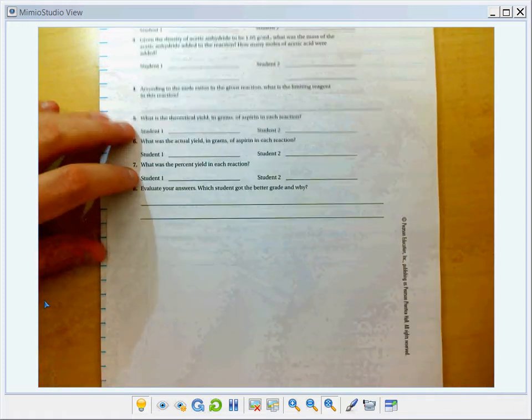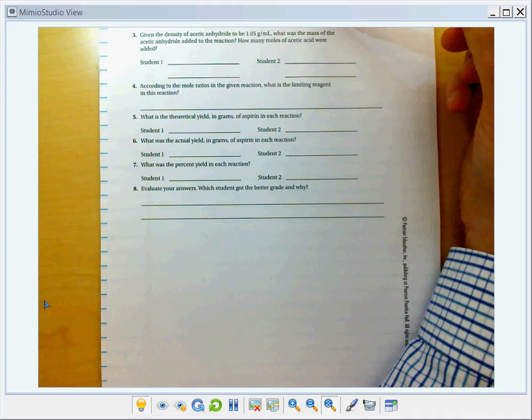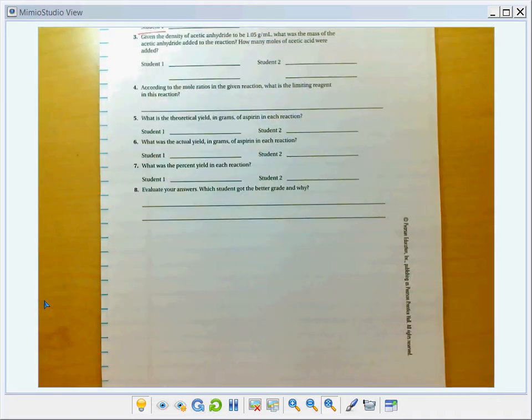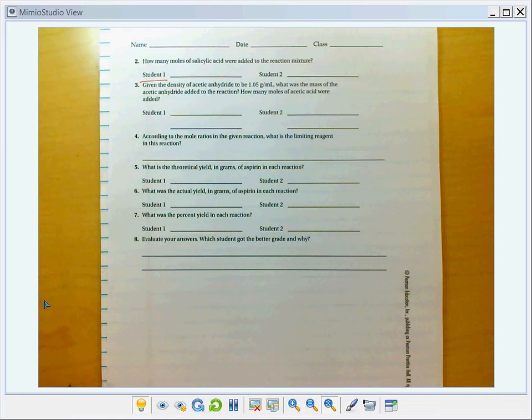All right, we're going to move to the back now. Oh, I don't have a back. Let's go to the next page. The question asks, how many moles of salicylic acid were added to the reaction mixture? We're only going to be doing student 1.